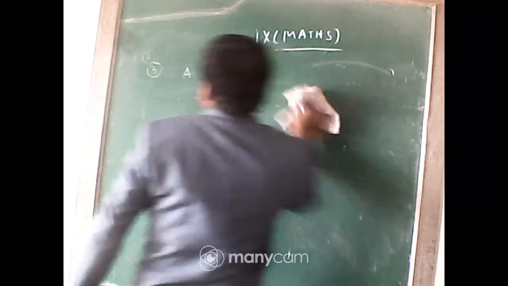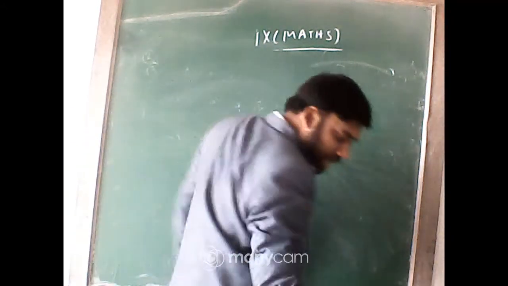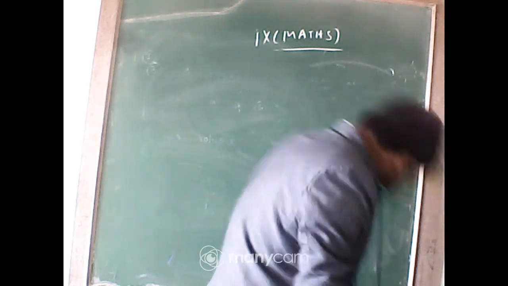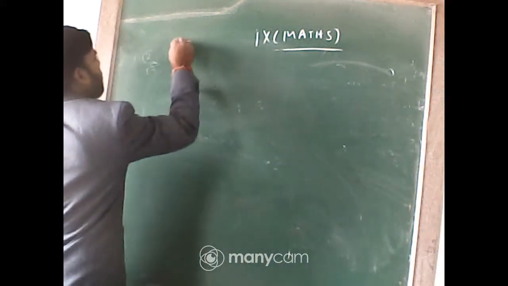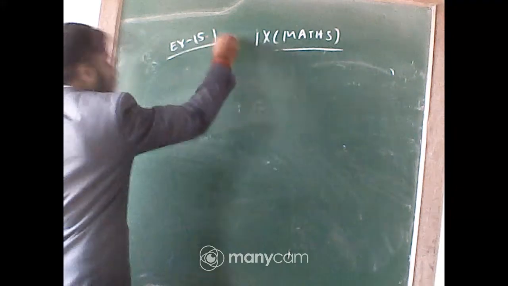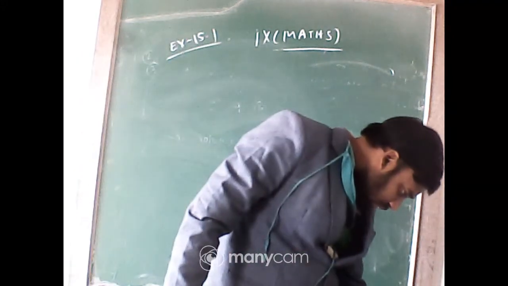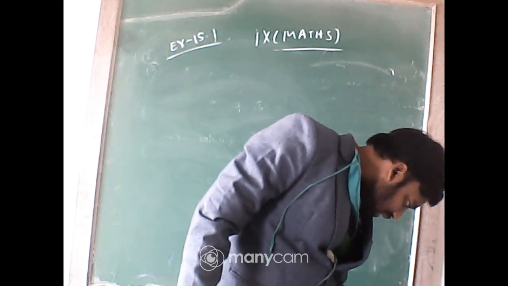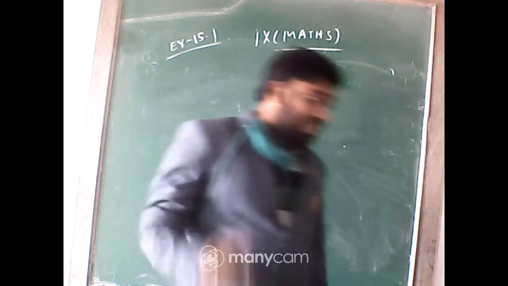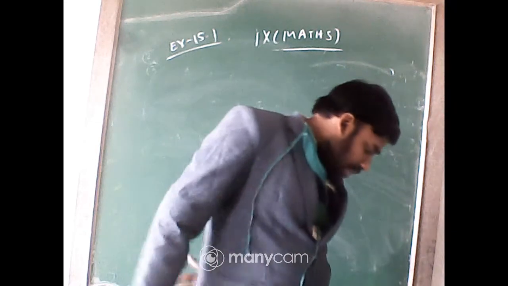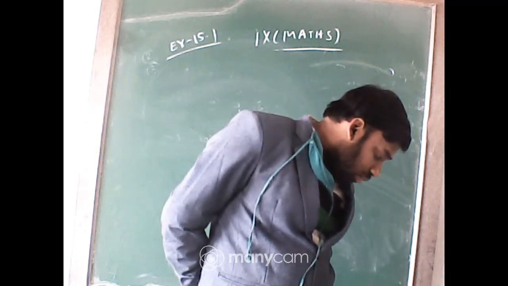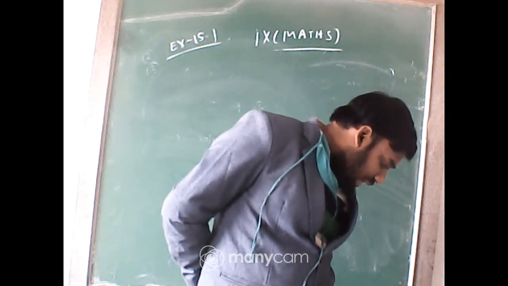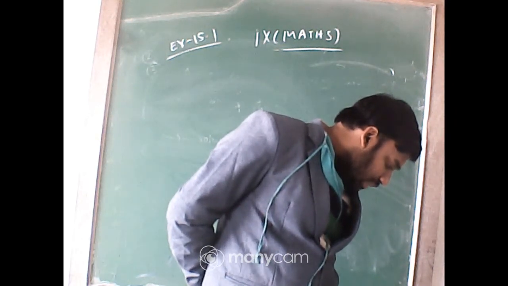So the first exercise is 15.1. Exercise number 15.1. So the first question is given. In a cricket, listen carefully. In a cricket match, a batswoman hit a boundary 6 times out of 30 balls. Find the probability that she did not hit the boundary.